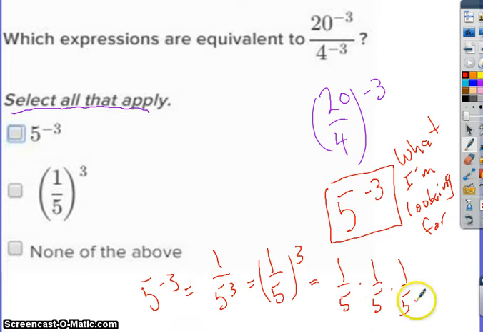So the count of 5s is 3, and it's 1 divided by 5. So divide by 5, divide by 5, divide by 5, or divide by 5 3 times. All right, so I know that this one was correct because this was what I was looking for exactly. And then this one is also equal to that. And what you'll notice is that if you make out this list of all the things that 5 to the negative third is equal to, then most of the time you're going to catch one of the select alls.